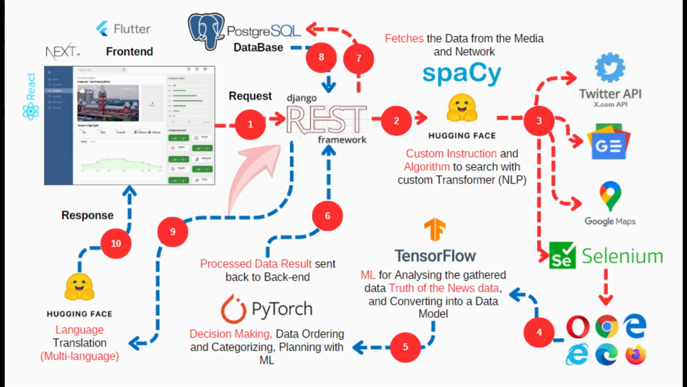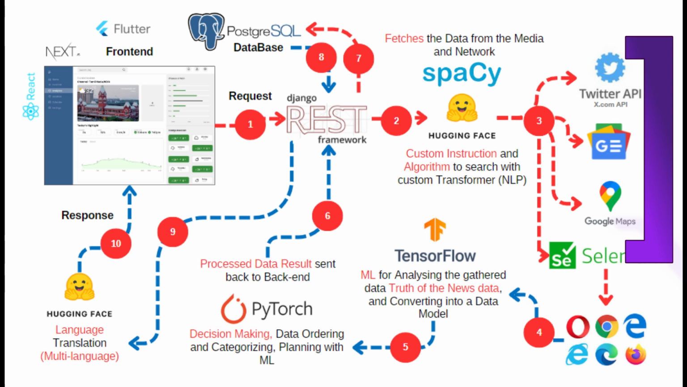Step 2. Data fetching. The Django REST framework communicates with external sources, utilizing tools like spaCy and Hugging Face for fetching and processing data from social media, news platforms, and other relevant sources. The data is fetched through APIs like the Twitter API, X, and Google News.